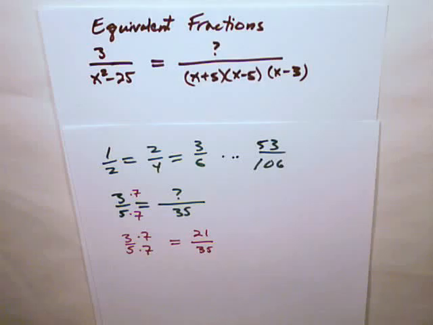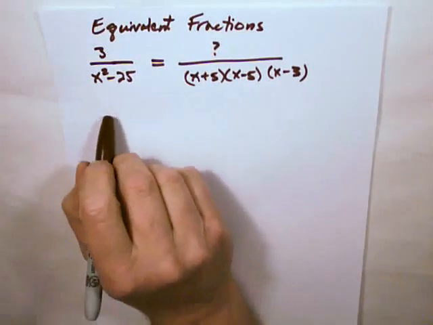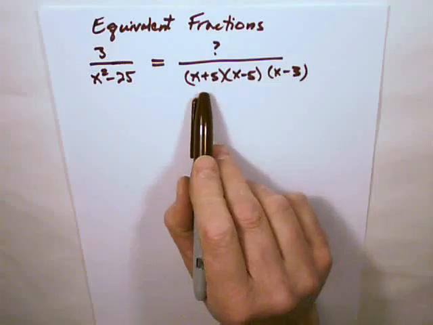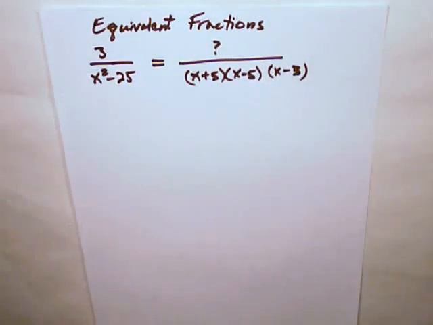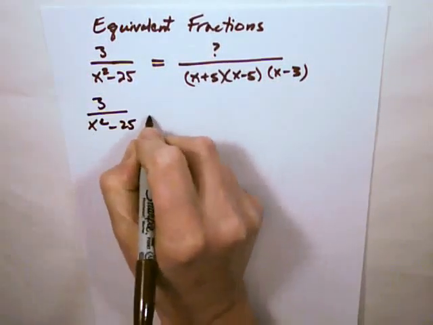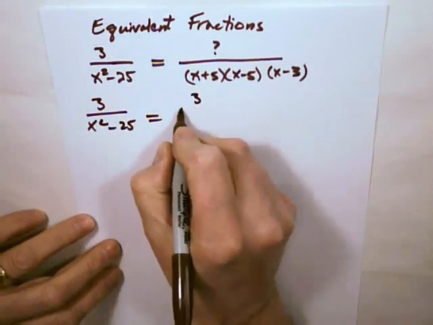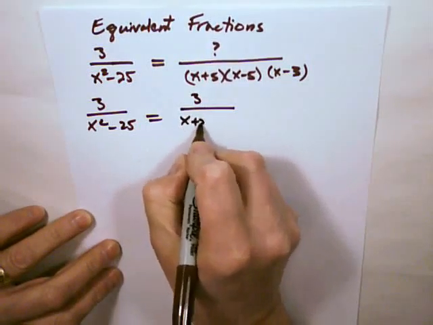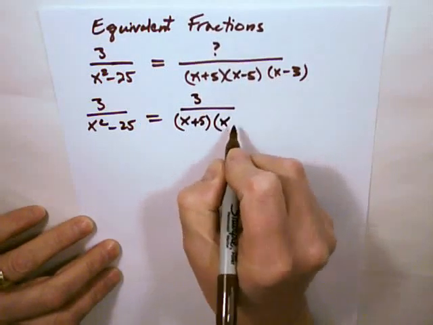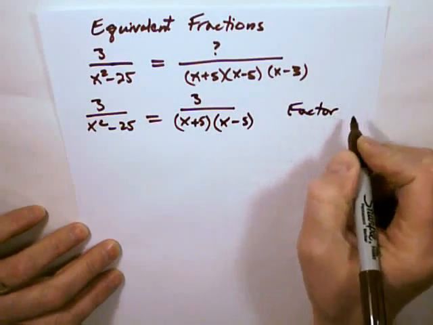Okay, now let's get back to that original example up here, where I want to take my first rational expression and express that as an equivalent rational expression with that denominator. Well, the first thing I notice is that this 3 over x squared minus 25, you should notice by now that you can factor that denominator. Let's rewrite that to factor that denominator. The denominator is going to look like x plus 5 and x minus 5. So we factored the denominator.